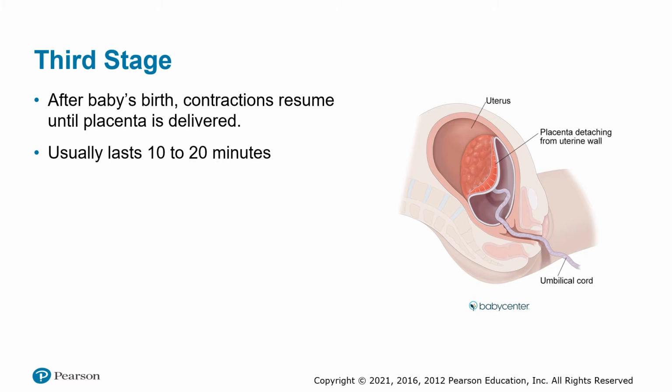The third stage is after baby's birth. Contractions resume until the placenta is delivered, and it usually lasts 10 to 20 minutes. It can be up to 30 minutes after baby comes. So within 30 minutes after baby is born, they can start having these contractions again, and the placenta will be delivered.